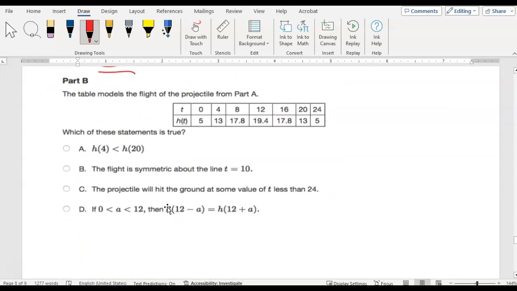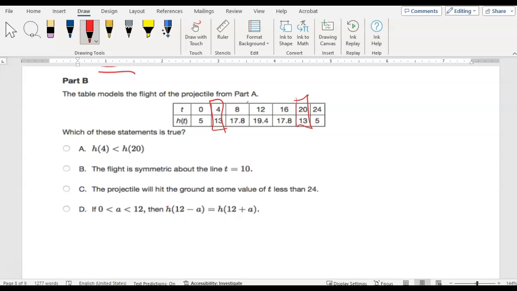For part B then, it says the table models the projectile from part A. So this is the table of those points. Which of these statements is true? Is h of 4 less than h of 20? Well, no, they're actually the same. So that's not true. The flight is symmetric about the line t equals 10.